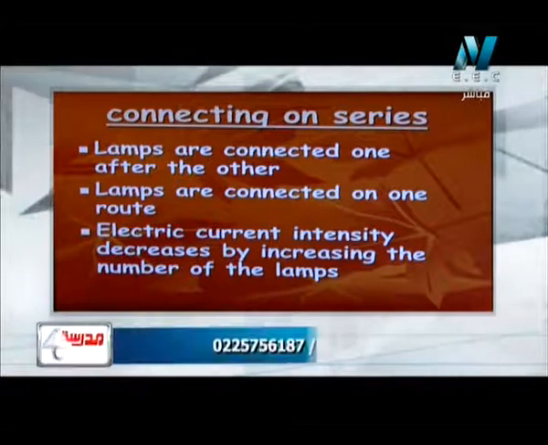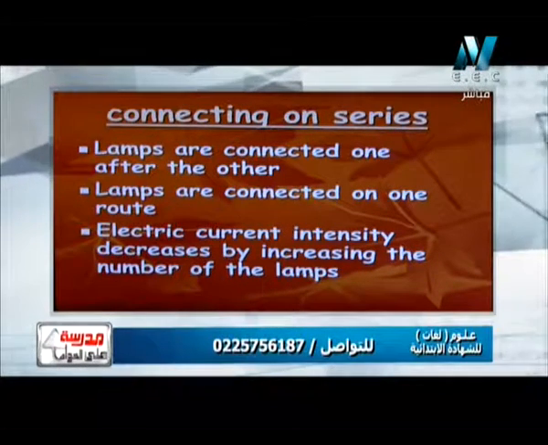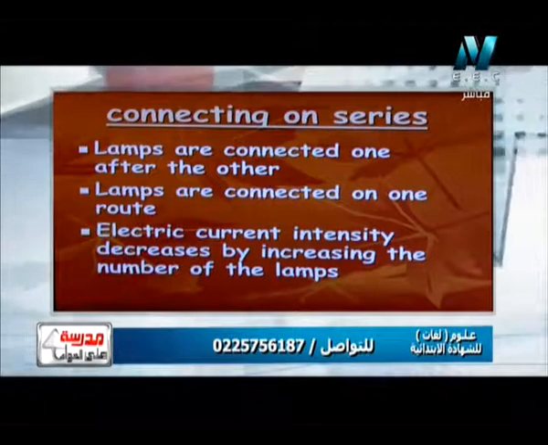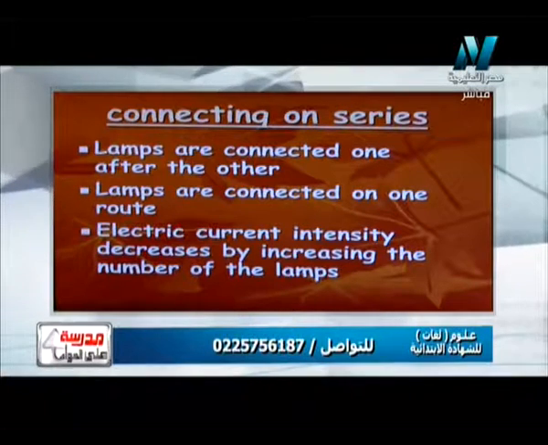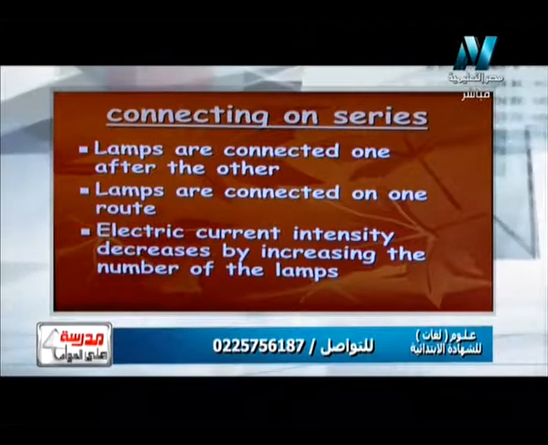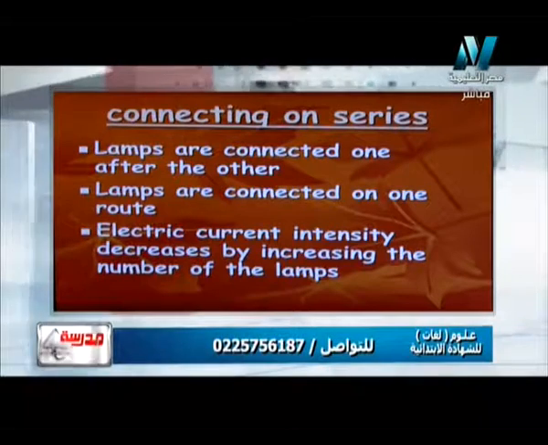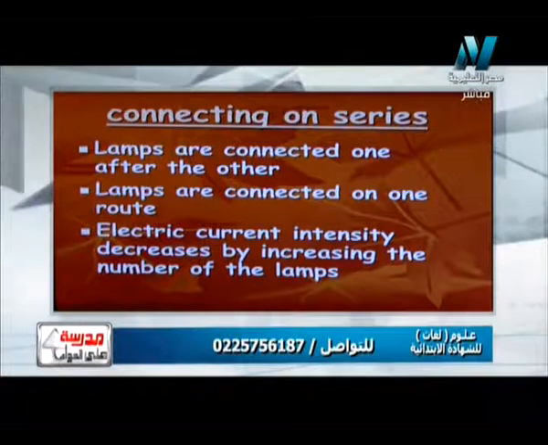Lamps are connected one after the other, and lamps are connected on one route only. بوصل طريق واحد فقط لا غير. So the electric current intensity decreases by increasing the number of the lamps. هنا شدة التيار الكهربي بتقل كل ما زود عدد اللمبات.